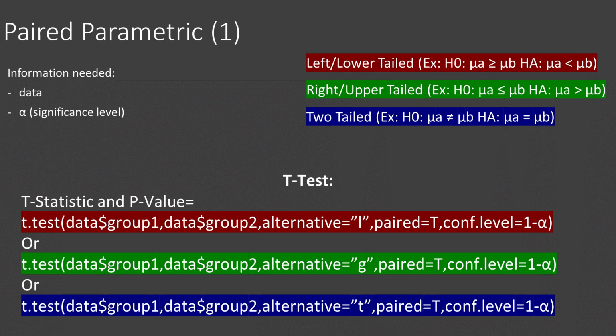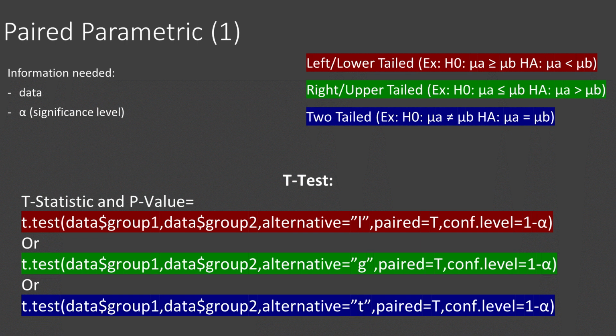So for question one, the paired parametric, basically you'll just do the equation right here. You'll be using a t-test, and the important part is that when you're doing this, you make sure that paired equals T, or true in this case. So this basically signifies that you're using paired groups. So make sure you do that, and then that's how you solve this. And as well, you can see the lower-tailed, upper-tailed, and two-tailed examples.